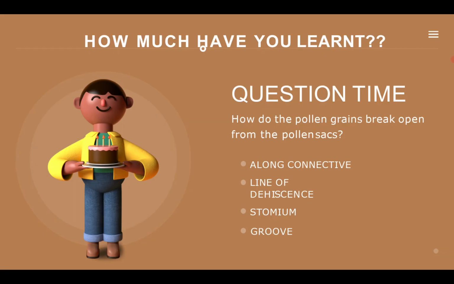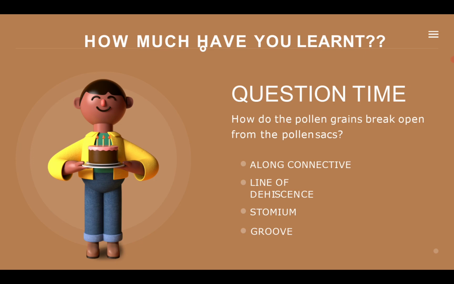How much have you learned? Assessment time, question time. Ready for the question? How do the pollen grains break open from the pollen sacs? Children, you must answer this. You should get this before 5 seconds itself. Since you have learned each and every part of the anther crystal clearly, 3 times, 4 times we have done it, children. You must get the answer.